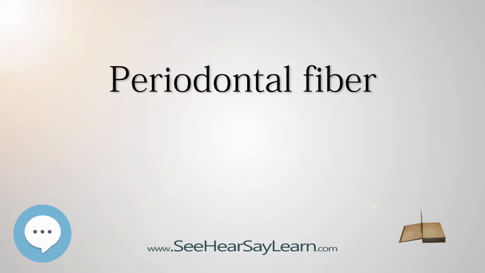Apical fibers. Apical fibers are found radiating from cementum around the apex of the root to the bone, forming the base of the socket or alveolus. Interradicular fibers. Interradicular fibers are only found between the roots of multirooted teeth, such as premolars and molars. They extend from radicular cementum to interradicular alveolar bone.